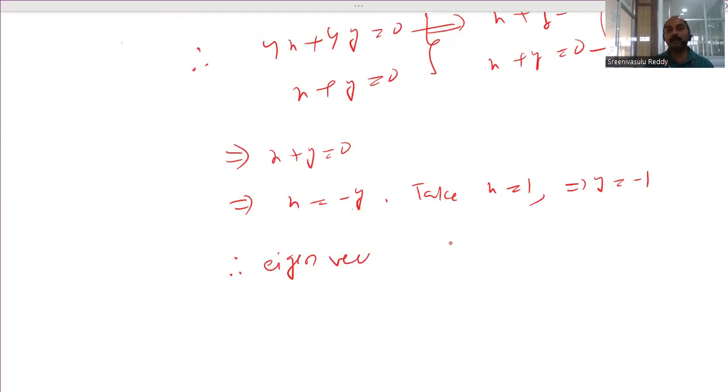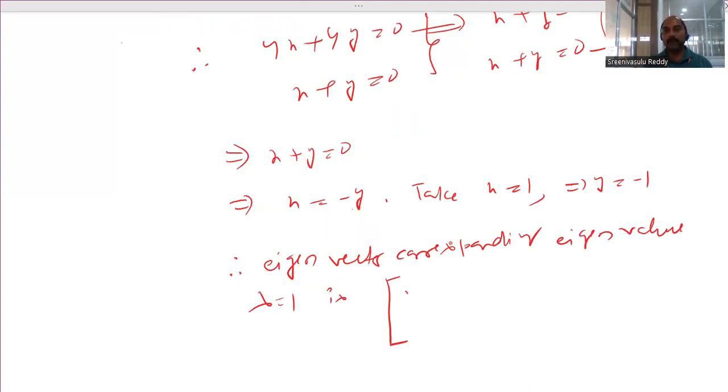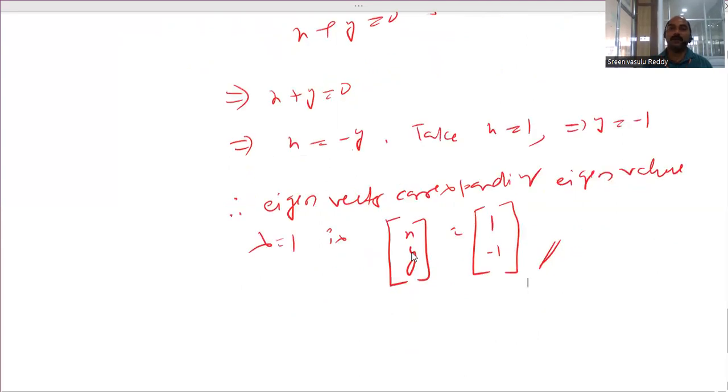There are an infinite number of eigenvectors. Taking other values of x, we get another eigenvector corresponding to eigenvalue lambda equal to 1, which is x comma y. By taking x equal to 1, we get the y value. The y value is minus 1. This is one of the eigenvectors corresponding to eigenvalue lambda equal to 1.